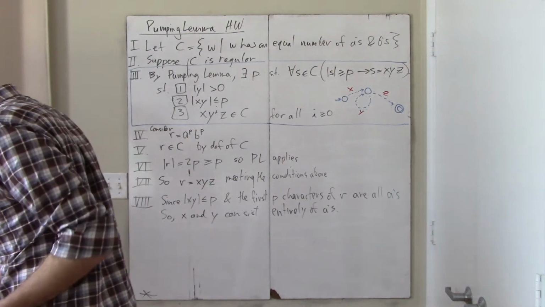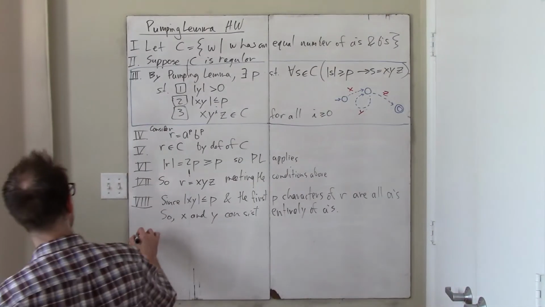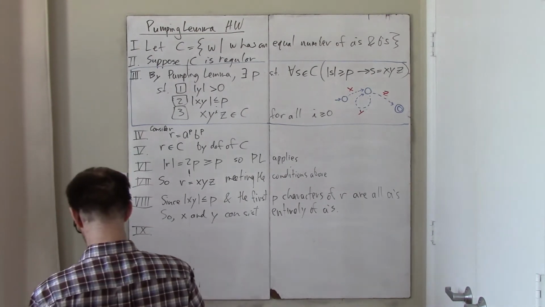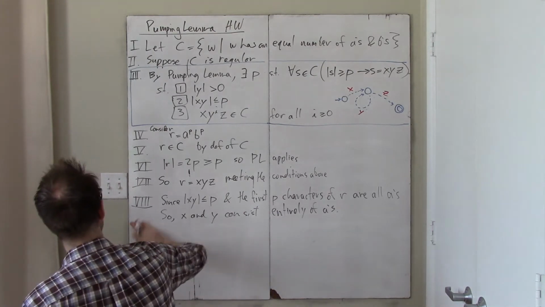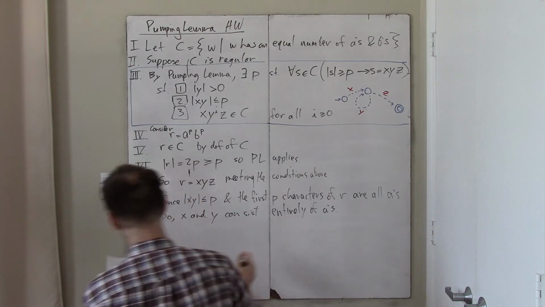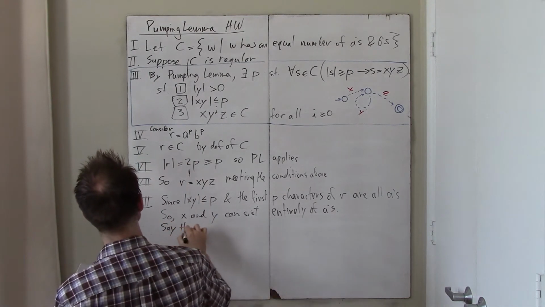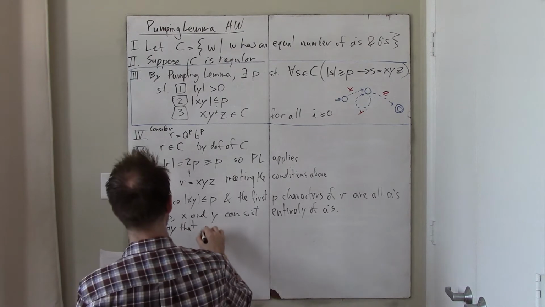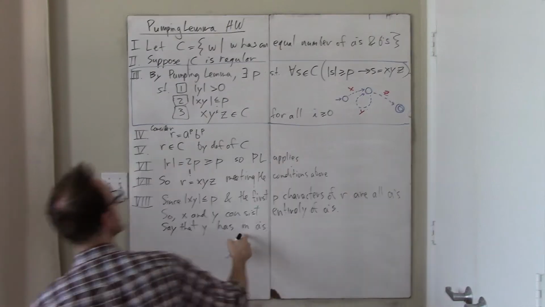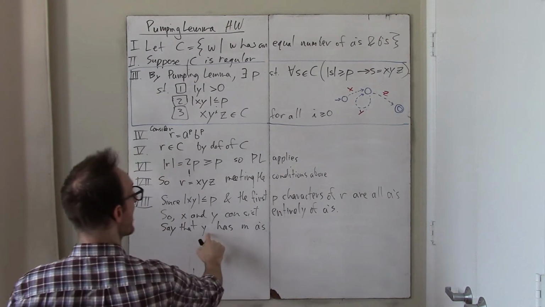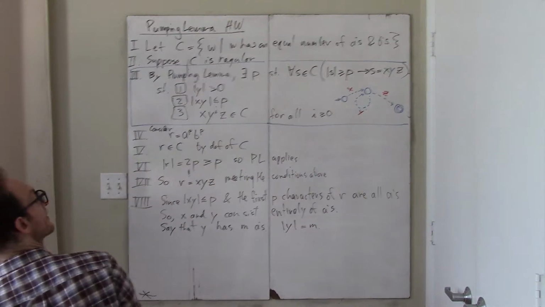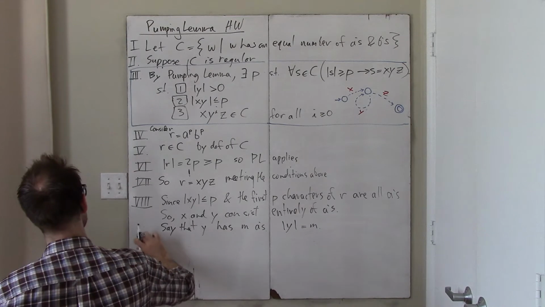Step 9 is the pump step. This is just what we call pumping. I think I'm doing this right. For purposes of clarity, I'll just say, if X and Y consist entirely of A's, let's say that Y has M A's. So just let M be the number of A's in Y. M is just the length of Y. The length of Y is just M, and they're all A's. Okay, and now finally we pump.